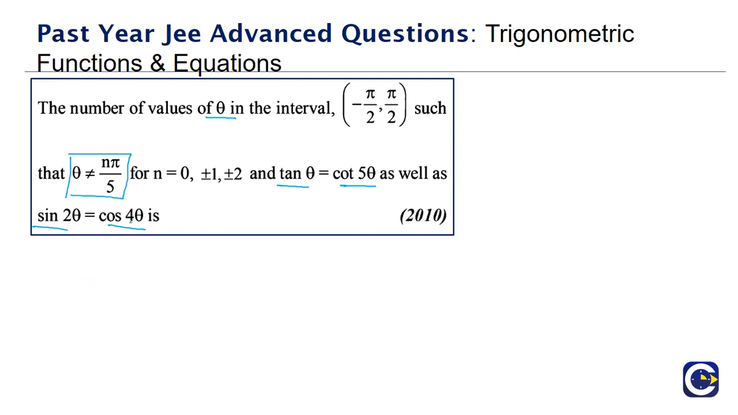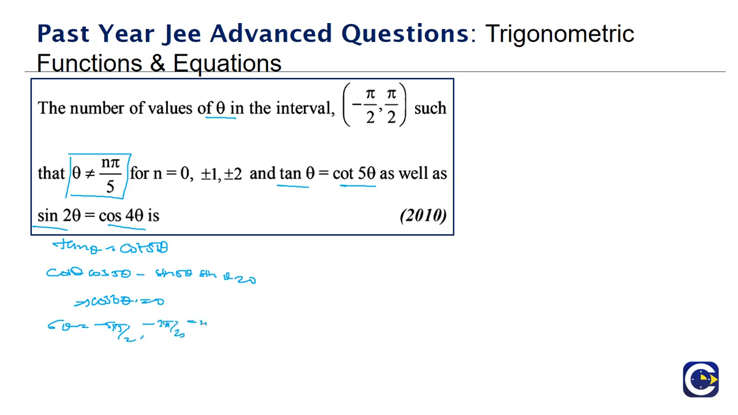So first we will consider the first condition, which is tan theta is equal to cot 5 theta. Let us simplify this in the form of sin and cos. So what you will get: cos theta cos 5 theta minus sin 5 theta sin theta is equal to 0, implies cos 6 theta is equal to 0, implies 6 theta is nothing but minus 5 pi by 2, minus 3 pi by 2, minus pi by 2, pi by 2, 3 pi by 2, 5 pi by 2, because of the given interval minus pi by 2 comma pi by 2.